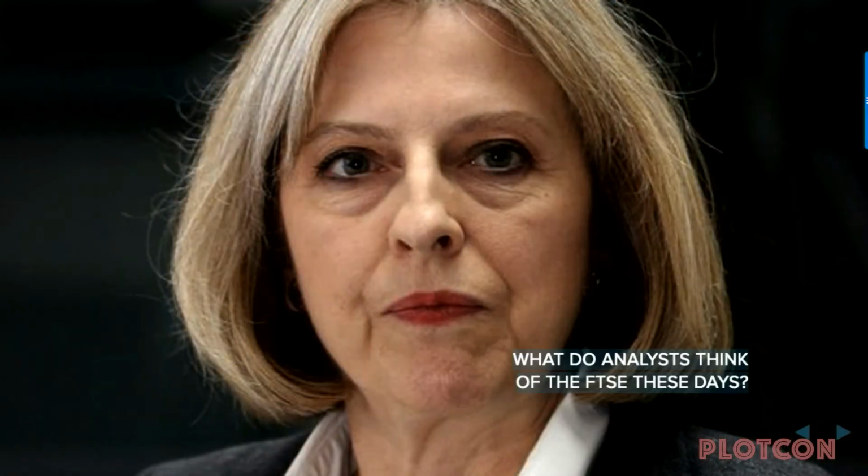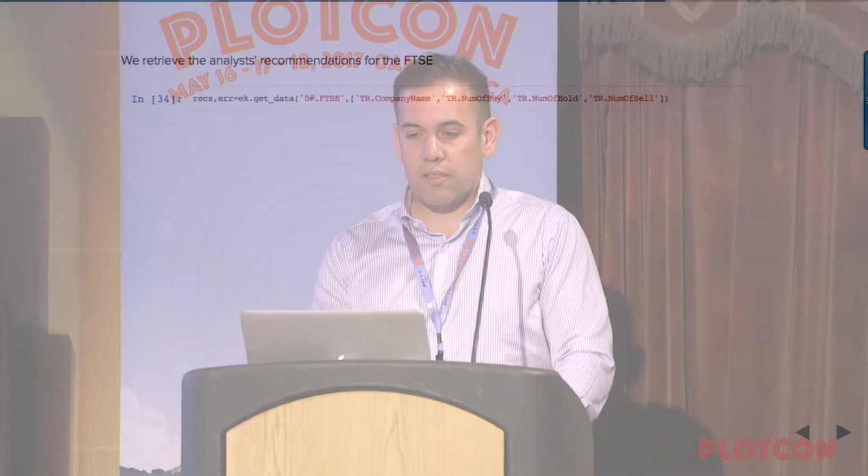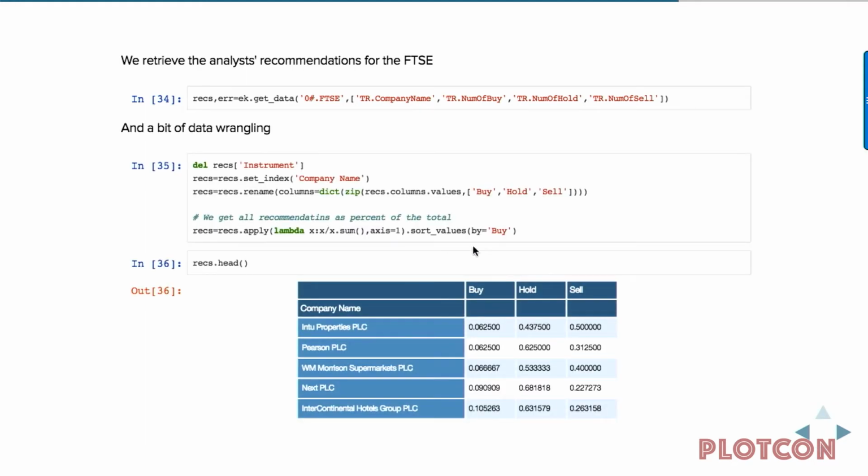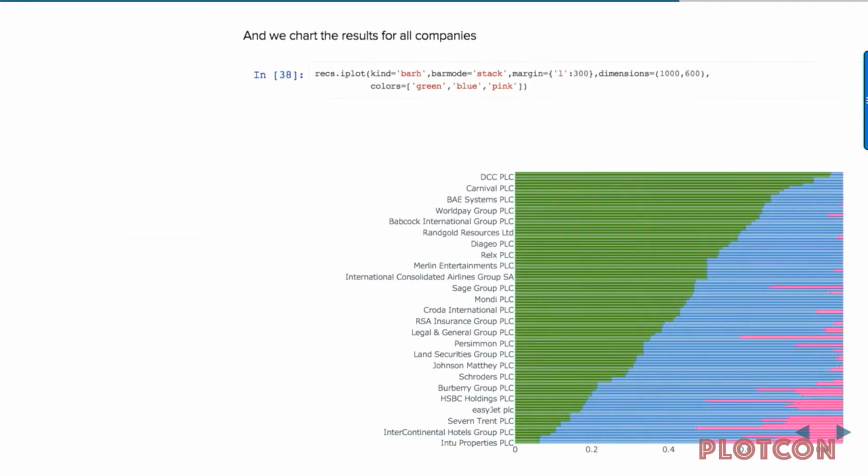Analyst recommendations, they start getting into a bit of that. So let's start saying, given Brexit and all the recent events, what do analysts think of the FTSE, the main equity index in the UK these days? So let's start seeing some of these examples. We're going to get for the entire FTSE the number of buy, hold, and sell recommendations that we have. We're just going to get it as the percent of those ones. So let's say, for example, in this case, 43% holds for this specific company. So we just do that across all companies, and we can chart all of them.